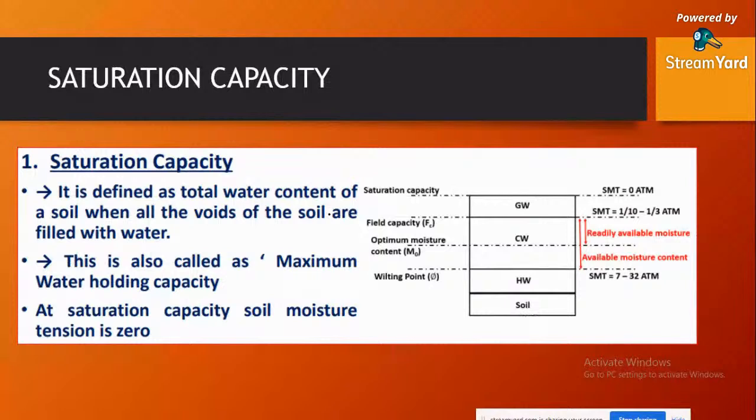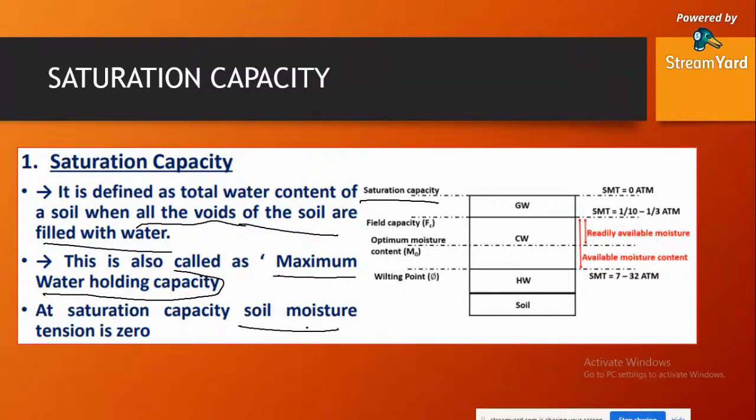Saturation capacity, I already told you, what is it? It is defined as the total water content of the soil when all the voids of the soil are filled with water. This is also called maximum water holding capacity. Maximum water is stored in the voids, everything is saturated, and excess water is also there. At saturation capacity the soil moisture tension will be zero, obviously, because soil moisture tension is inversely proportional to moisture content. If it is completely full, it will be very low, so practically we take it as zero atmosphere.